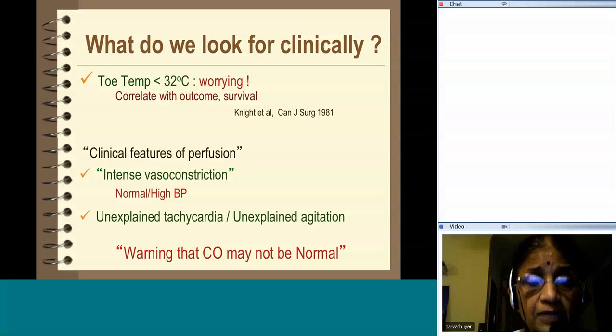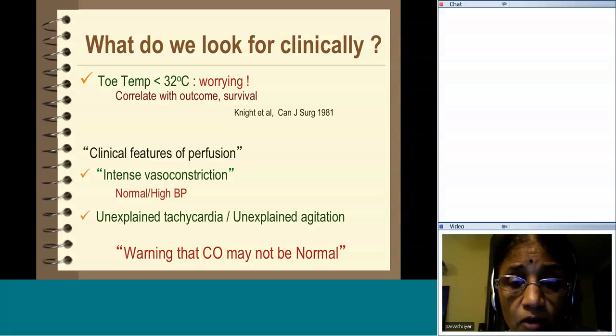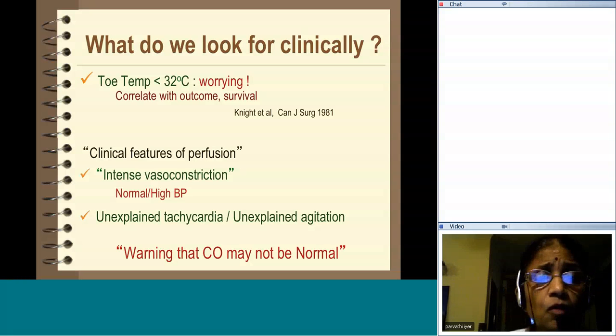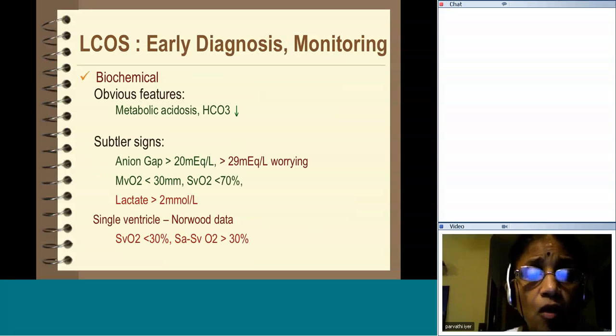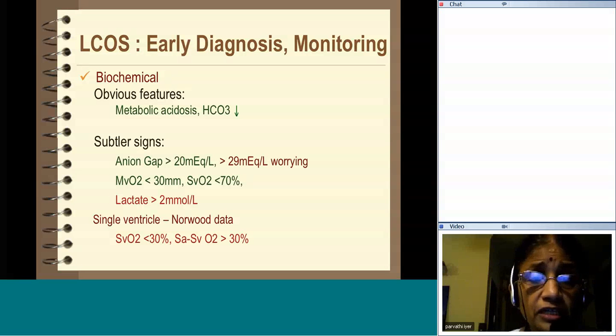What are the biochemical features? Obvious features like metabolic acidosis or reduction in the bicarbonate levels are late features. We need to focus on the subtler signs. An elevated anion gap is a worry. And some of the earlier features are mixed venous oxygen tensions, mixed venous oxygen saturations, and lactate levels.